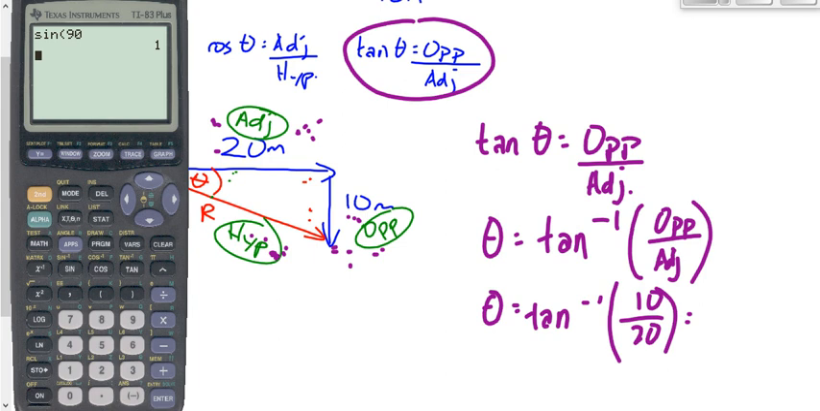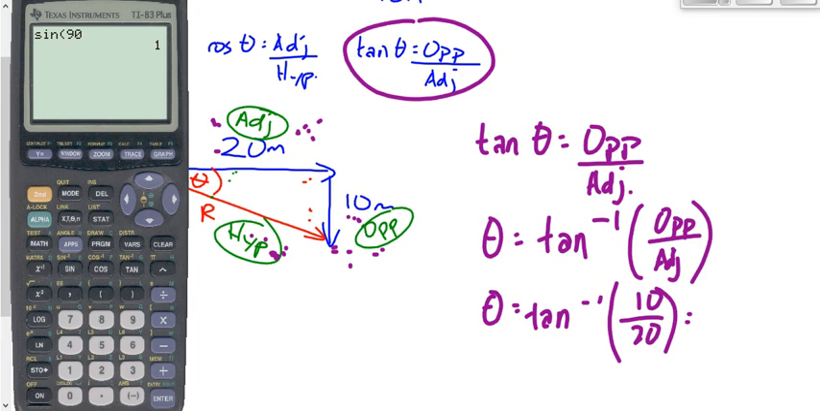How many people got 1 when they hit sine 90? How many people got 0.89 when they hit sine 90? Okay, if you got 0.89, you're in radian mode, and you don't want to be in radian mode. When your calculator gets cleared on test day next Thursday, it will go back to radian mode. You need to switch it to degree mode. Here's how to switch it to degree mode. I'm already in degree mode because I got sine 90 is equal to 1.